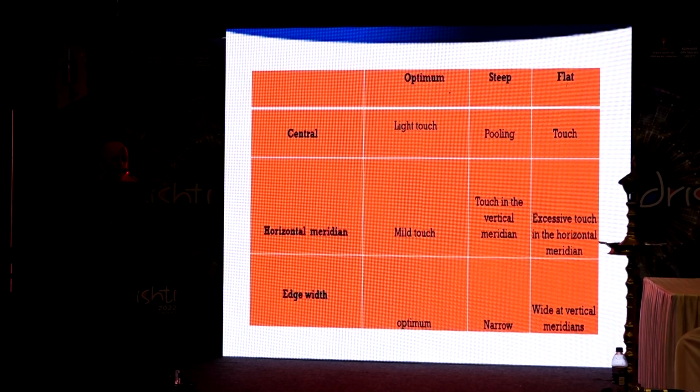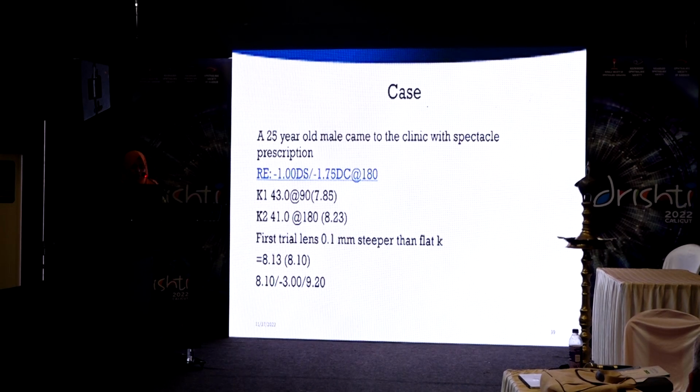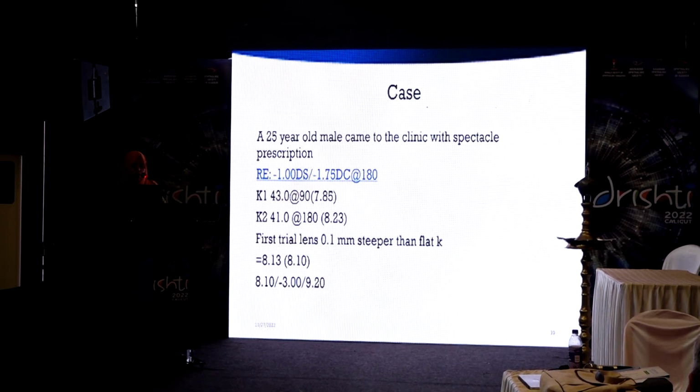And this is the overall summary, where to get an optimum fit, centrally there should be a light touch, in a steep fit there will be pooling, and in a flat fit there will be a touch. In the horizontal meridian there will be a mild touch and also touch in the vertical meridian, and excessive touch in the horizontal meridian. So it is categorizing how the optimum, steep and flat fit should be. And if it is edge width, optimum, narrow, wide at vertical meridians. So if it is 0.15, it will be coming around 8.25. The next trial lens will be going like that.